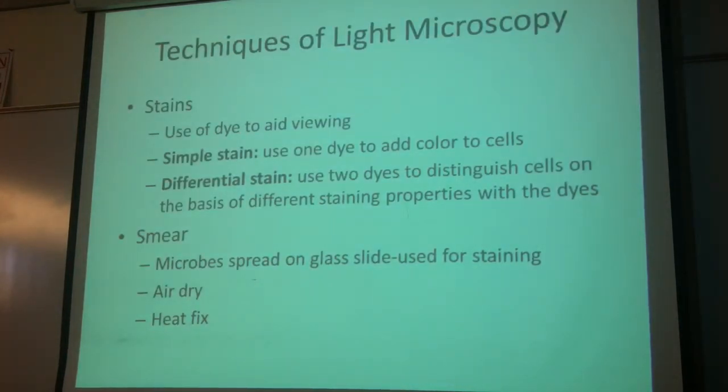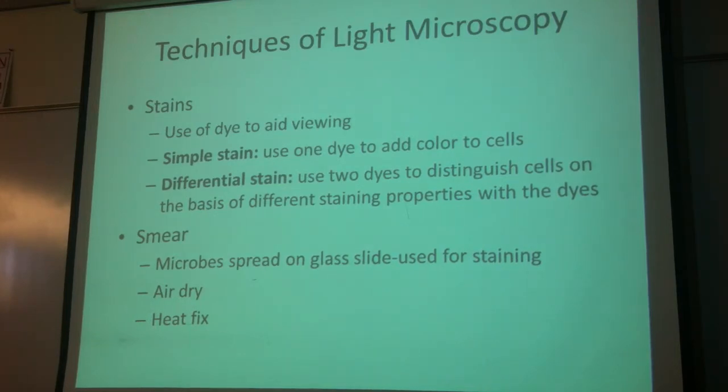So we've talked about all sorts of different kinds of microscopes. Going back to what we're actually going to use in class, the light microscope, to make it so that we can see things better, we're going to use stains. A stain is the use of a dye to aid viewing. There are simple stains, where you use one dye to add color to cells, such as crystal violet. It involves nothing more than soaking cells in a dye and putting them on a slide.